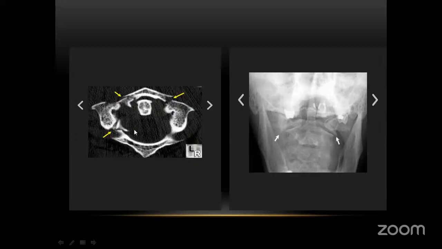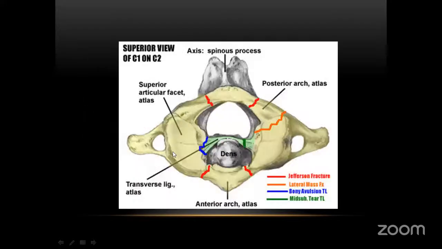Okay. So what are the types of transverse atlantal ligament disruption? What is the Dickman classification of transverse atlantal ligament disruption?